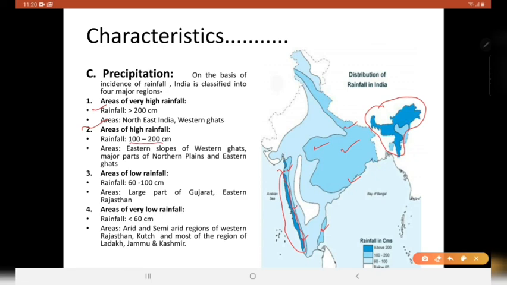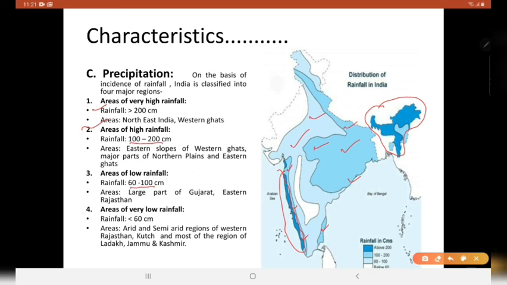The third area is of low rainfall, where the annual rainfall is between 60 to 100 centimeters, and this covers large parts of Gujarat and eastern Rajasthan. This one.